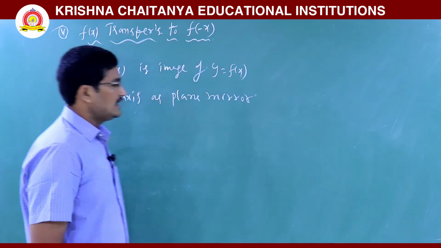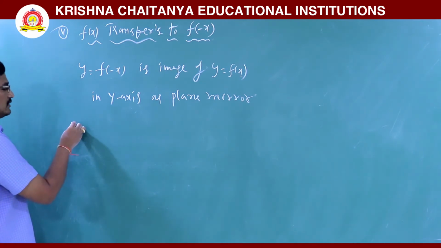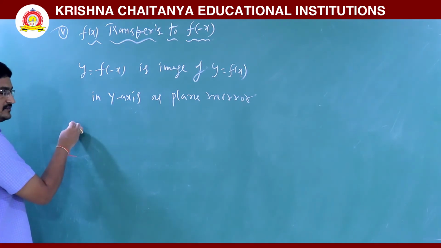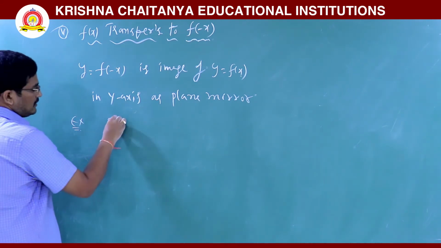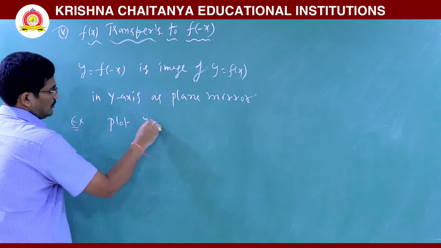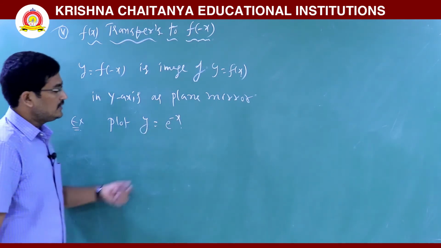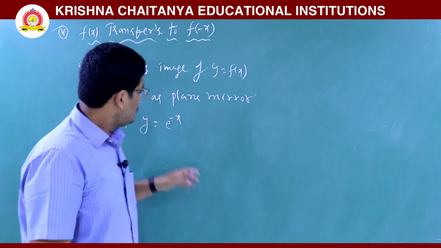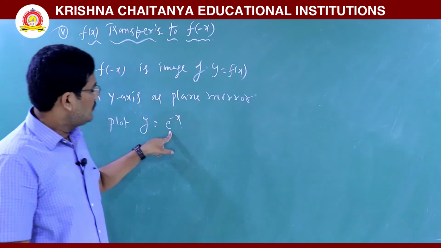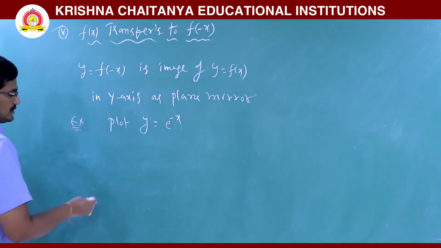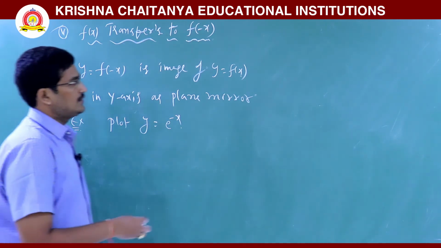Okay, let me explain taking one example here. I am taking the example e power minus x, suppose. Plot the curve y equals e power minus x. To get e power minus x, first you have to draw the e power x curve. What is the e power x curve? First you have to plot the curve e power x. Okay, see here.